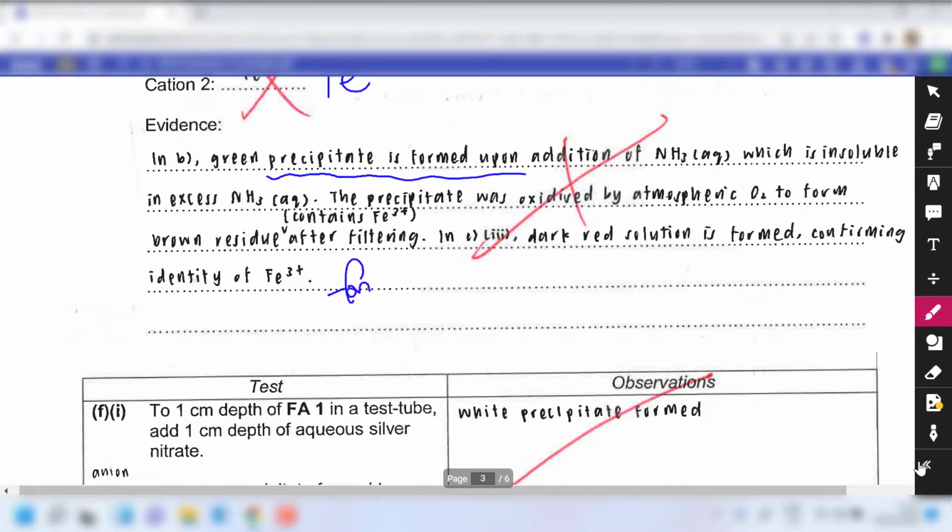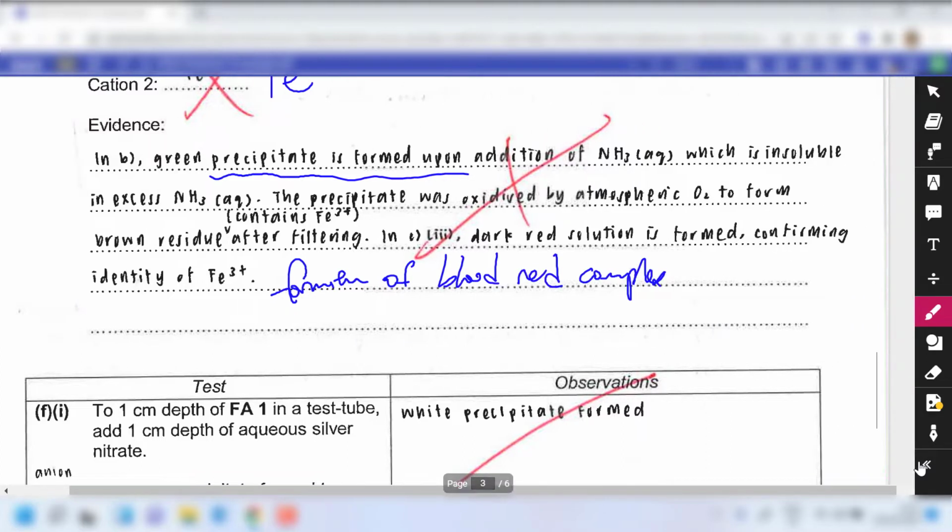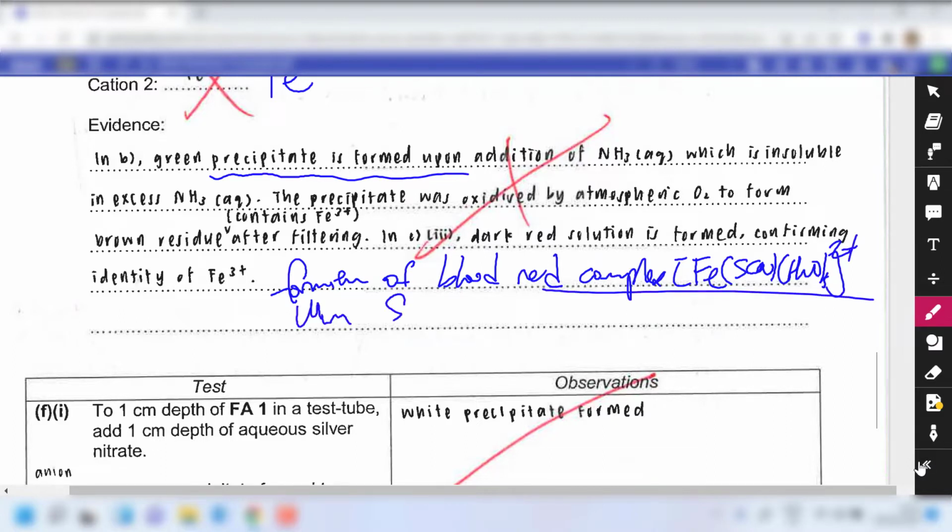The formation of the blood red complex, which is the monothiocyanate pentaaqua iron 3 complex, [Fe(SCN)(H2O)5]2+. This is the formation of this complex when SCN minus is added to Fa1. So this is very important.